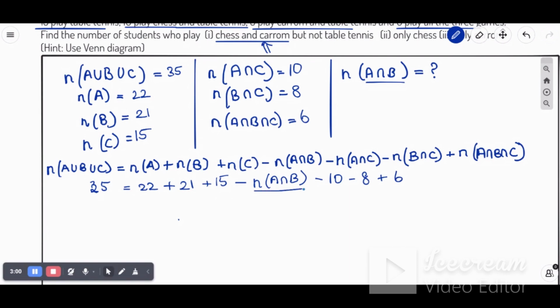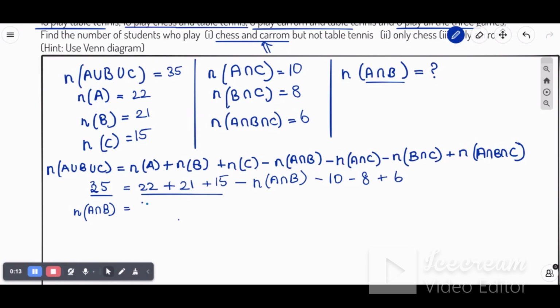Now see, this is the only one left out. Since it is in negative sign, I'm just moving this part along to the other side of the equation, so it will be easy to calculate. n of A intersection B is equal to, now this 35 we have to move to the other end, so it becomes minus 35. I'll write it at the end. So let us clump this together: 22 plus 21 plus 15.